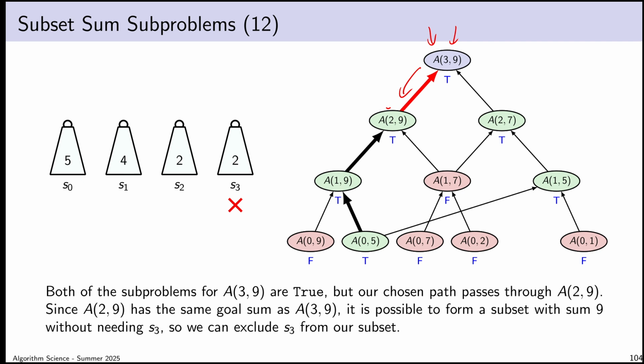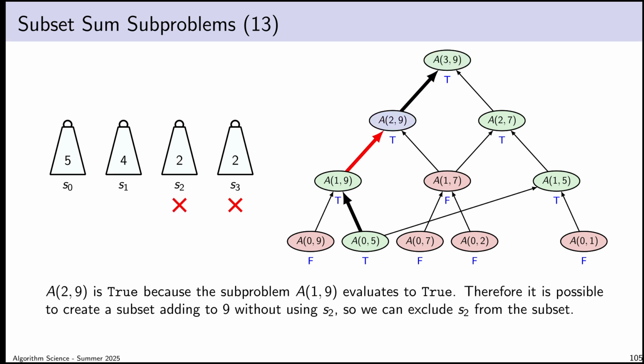So I notice that A29 corresponds to the recursive case where weight S3 was not included, because otherwise I would be working with A27. Okay, so that means S3 is out. So I eliminate S3, it is not in my subset. And then I walk backwards along the path to A29. If I look at A29, the thing coming before it is actually A19, which is again the case where the weight I'm looking at, that would be weight number 2, S2, is not included because the goal sum doesn't change. Okay, so S2 is excluded as well.